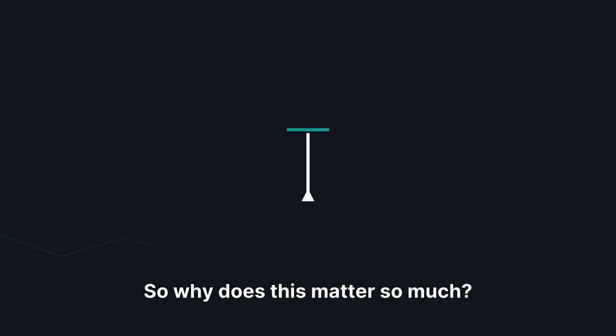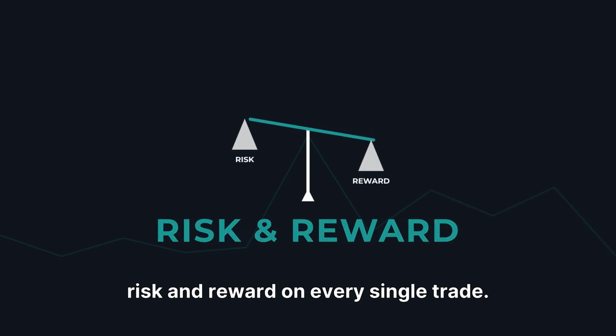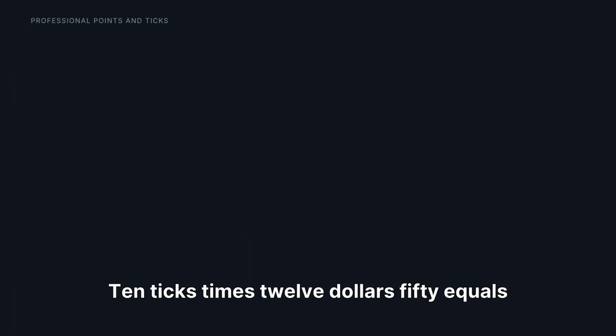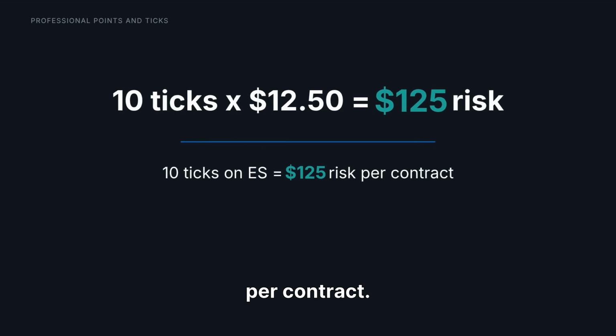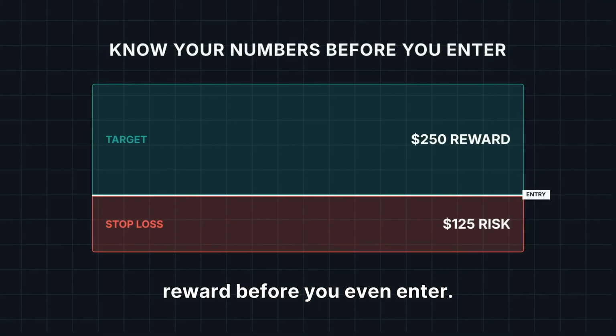So why does this matter so much? Because ticks are how you calculate your risk and reward on every single trade. Say you're trading ES and you set a stop loss 10 ticks away. 10 ticks times $12.50 equals $125 of risk per contract. If your target is 20 ticks away, that's $250. Now you know your exact risk and reward before you even enter.